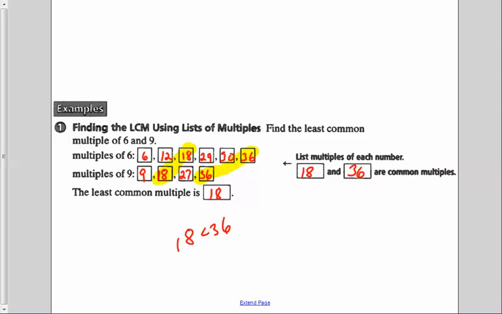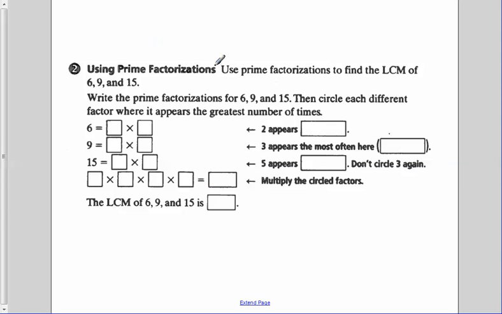So let's look at the second one here. Now we have prime factorization. We've been working on prime factorization for a little while, but now we're finding the least common multiple using prime factorization of 6, 9, and 15. So prime factorization of 6, we have 2 and 3. For 9, we have 3 and 3. And for 15, we have 3 and 5. So we're going to list those out. So 2 times 3 make up 6. 3 times 3 make up 9. And 3 times 5 make up 15.